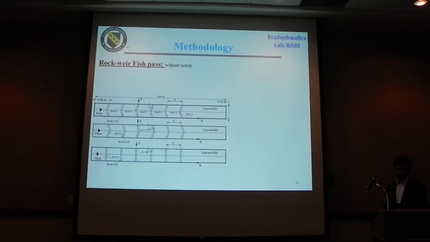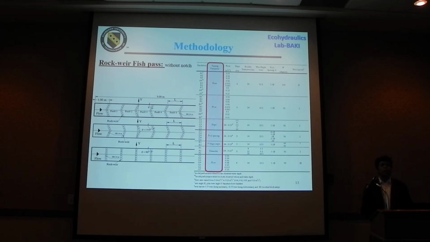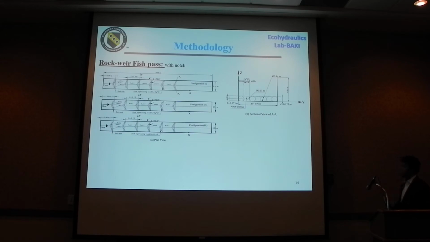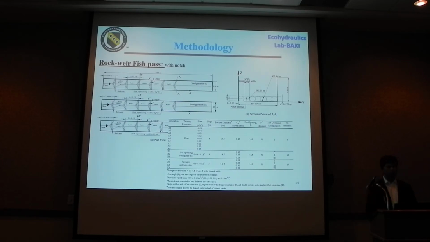For the rock weir type, we also have three different arrangements of the boulders: layout 1, layout 2, and layout 3, where we ran almost 104 simulations. The variables are flow, slope, spacing, angle, etc. In a similar way, here we use the same type and the same size of boulder. There is no small opening here; that is called without notch. But with notch, you can see here we use another three configurations with a small opening, in two different boulder sizes. We ran another 37 simulations to see the flow characteristics here, and the variation of flow, spacing, and the angle and size of the small opening.